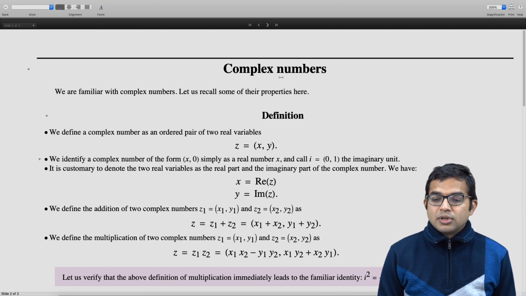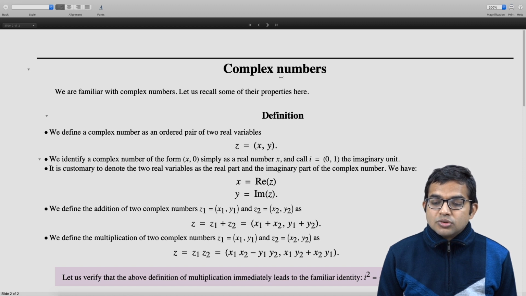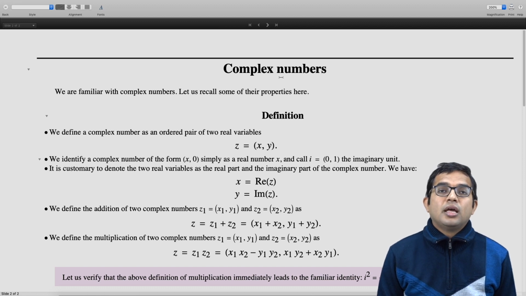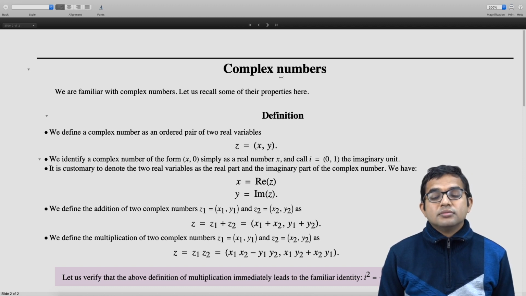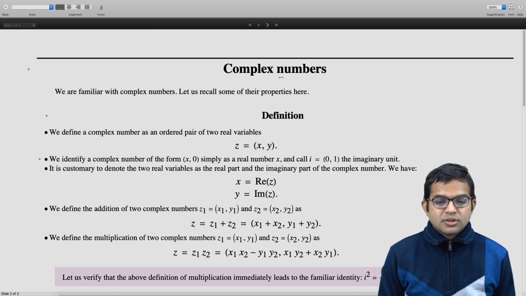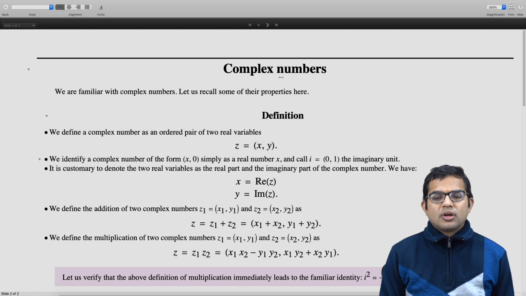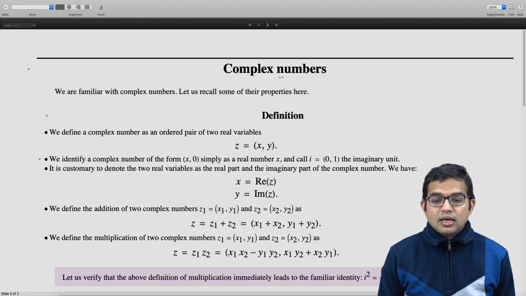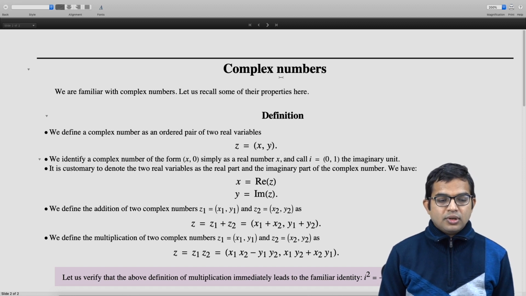So just real numbers, but also the notion of i, the imaginary unit, is quite familiar, where there is no real part but only an imaginary part, with magnitude 1, right? It is customary to call x the real part of z and y the imaginary part of z, denoted as Re(z) and Im(z).